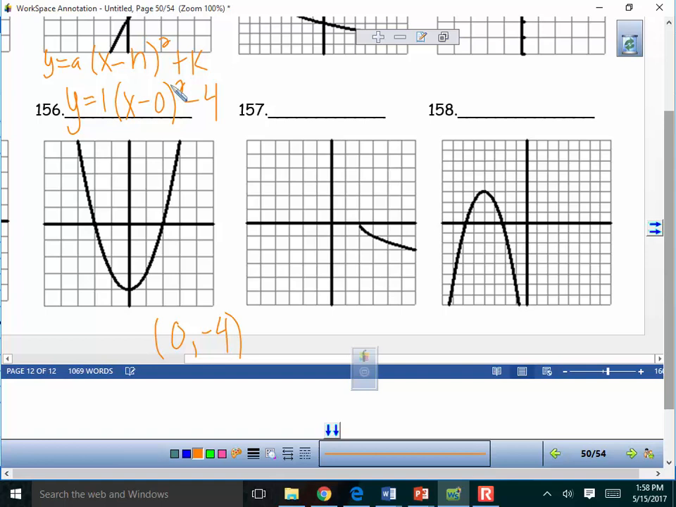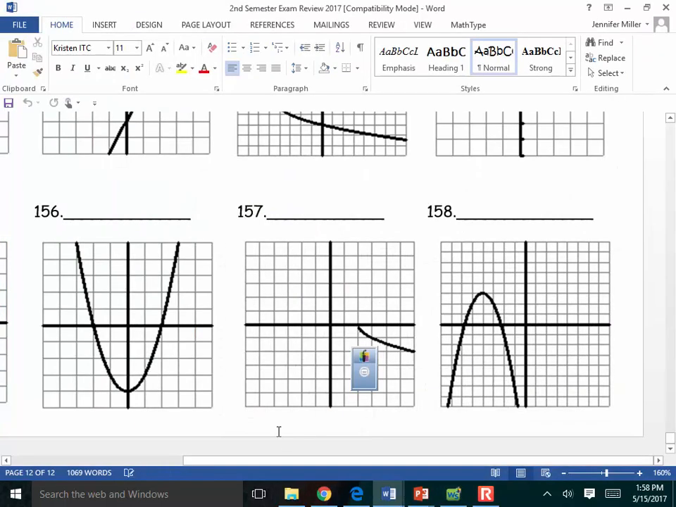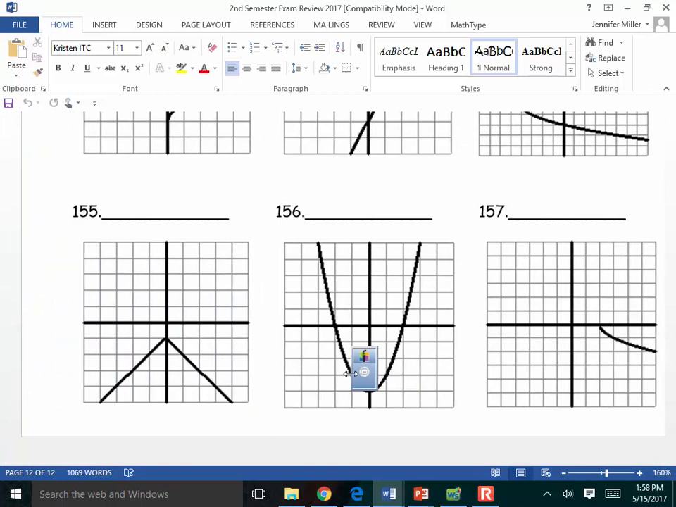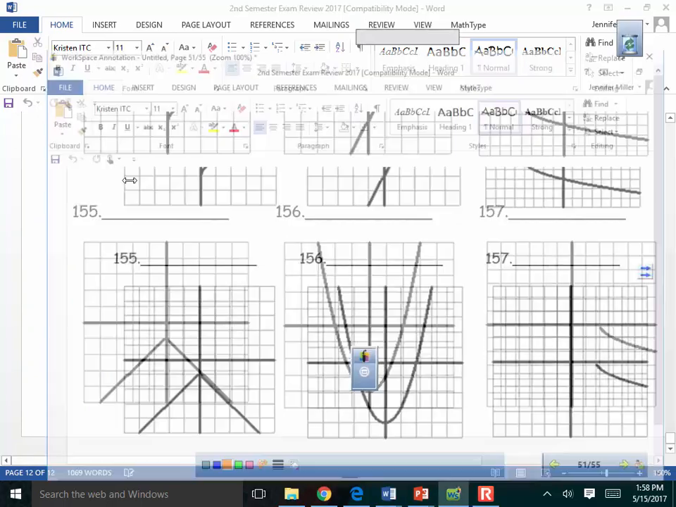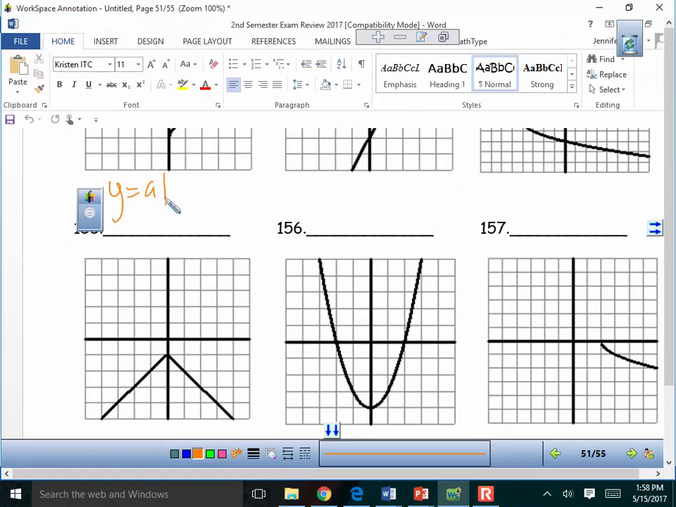Now, what's different about 158? What is A on 158? Perfect. A is -1. And what is A on 157? Negative 1. All right. What is A on 155? -1. And remember, this is in the form y is equal to a times the absolute value of x minus h plus k. So all you have to know is A, and you have to know hk. You know hk, right? And k would be?